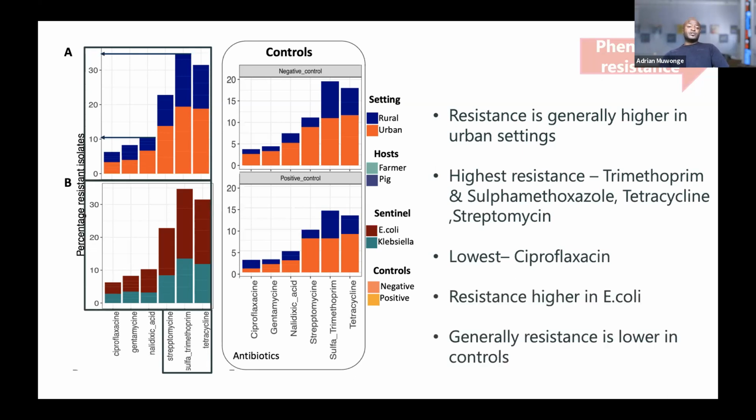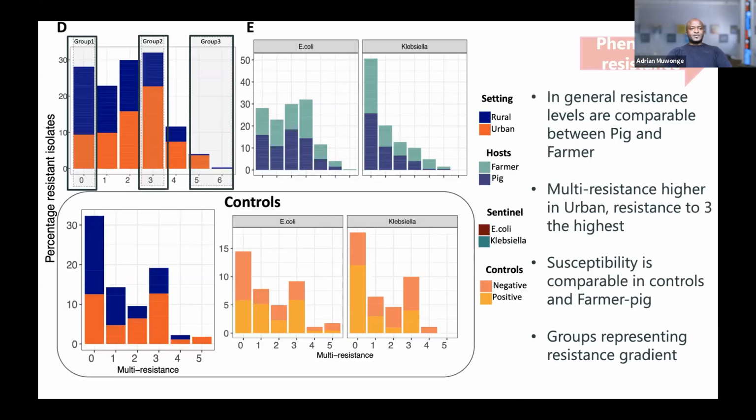But in general, you had more resistance for the E. coli than Klebsiella, and the resistance in the controls was significantly lower, both lower than the farmer and their pig. So there is a difference between what is happening on the farm and what is happening elsewhere. And we already see the signal between urban and rural settings.